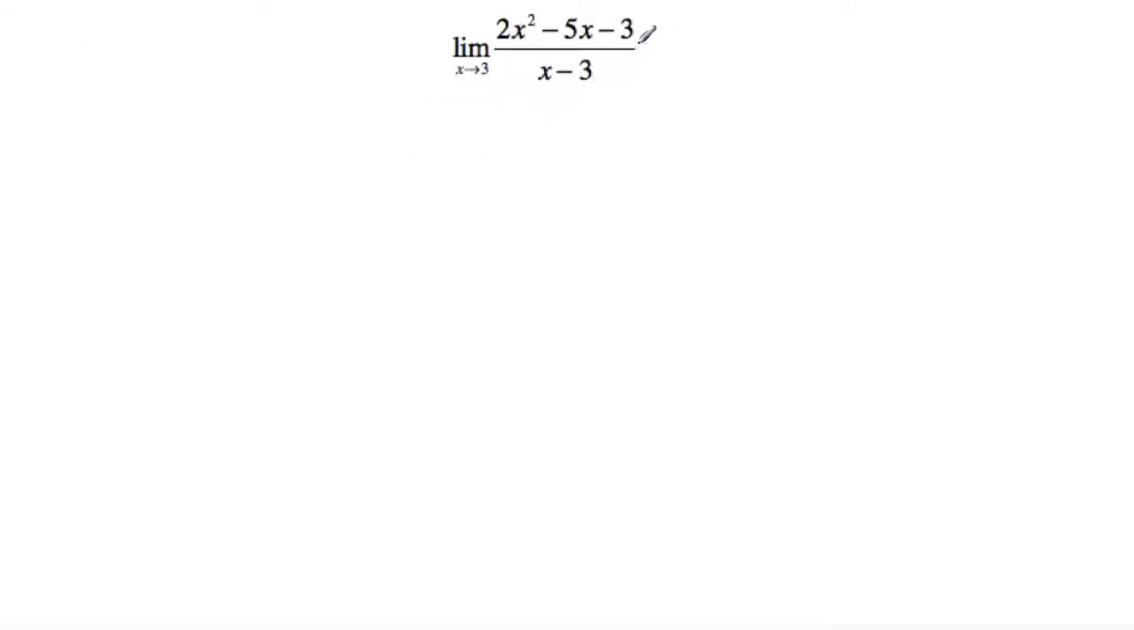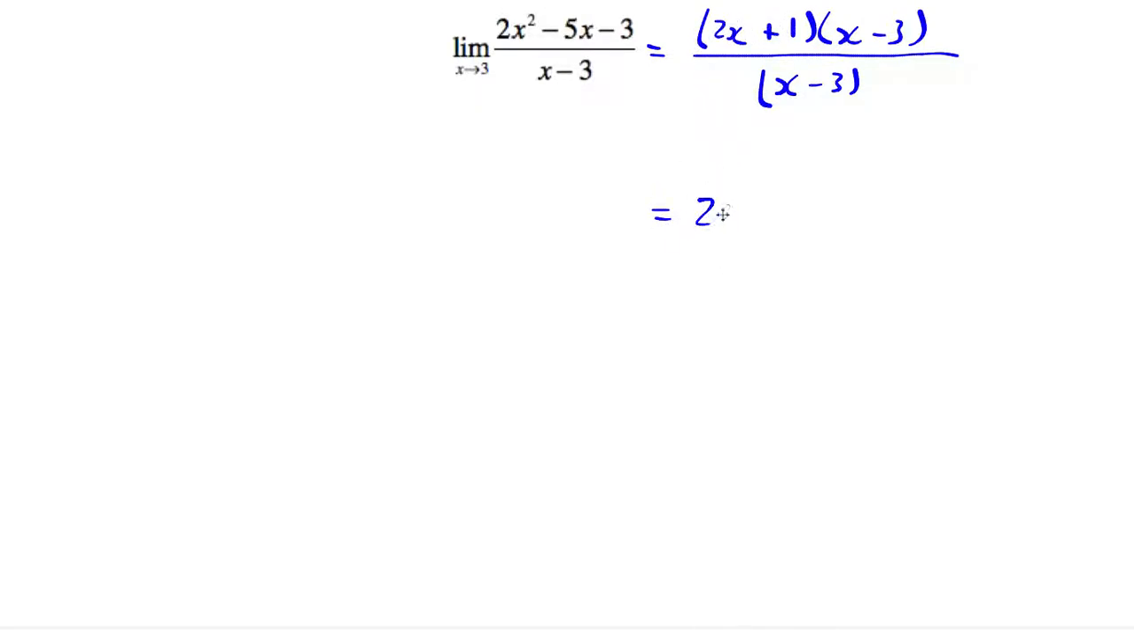So with these, we can factor this. And the hint with this is, see how there's a factor of x minus 3 in the denominator? Yeah, chances are there's a factor of x minus 3 in the numerator. So that just means we're going to have this. So it must be a 2x plus 1. So we get 2 times 3 plus 1. So the limit here is 7.